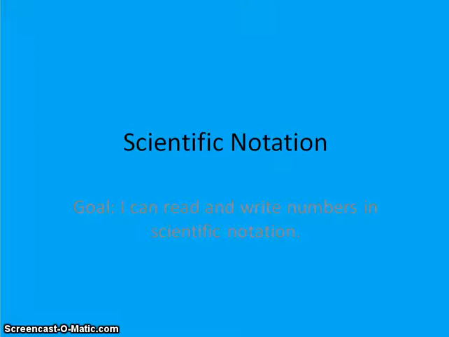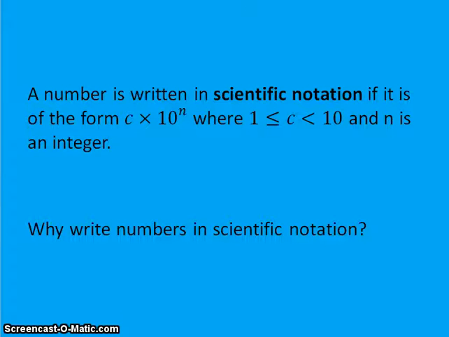Today we consider scientific notation. We're going to learn how to put numbers into and take numbers out of scientific notation. So first of all, what is it? A number is written in scientific notation if it's in the form of c times 10 to the n. So you always see a number out front and then times 10 to the nth power. And that n and c can be whatever.